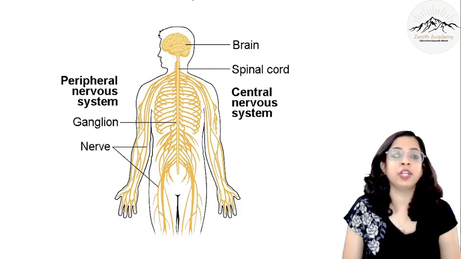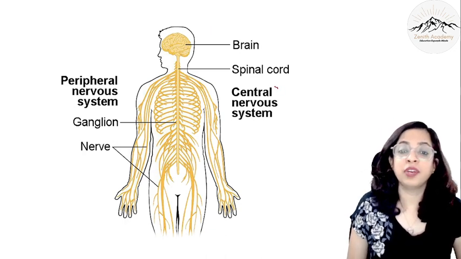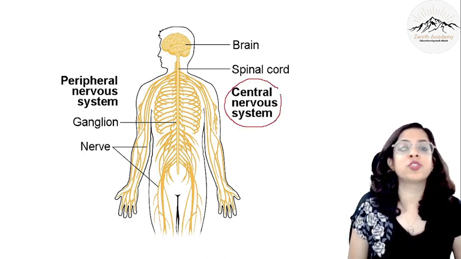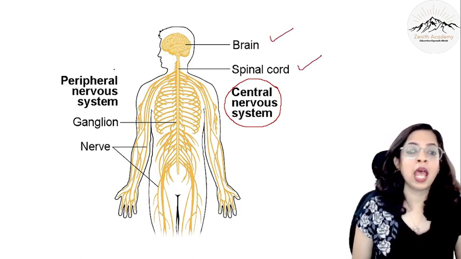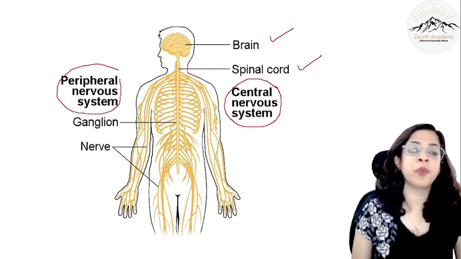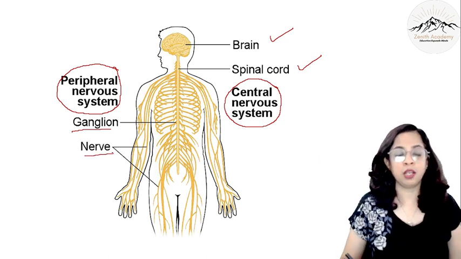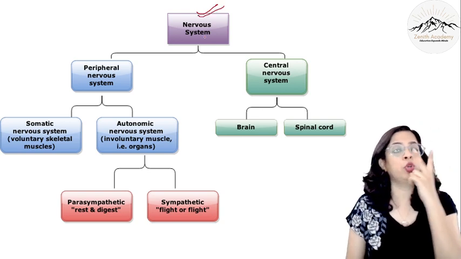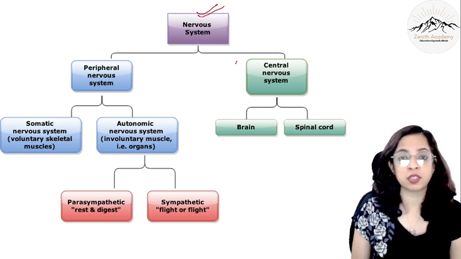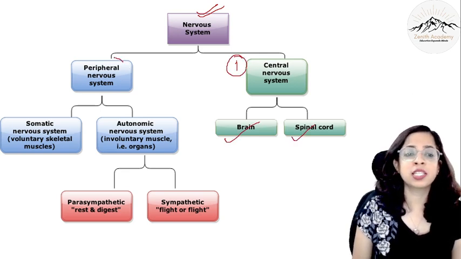The next video that I will come up with tomorrow will be on the different nervous systems. Tomorrow we will be talking about the central nervous system. The central nervous system contains the brain and spinal cord. And then there is the peripheral nervous system, which contains ganglions and all the nerves basically. So the nervous system is broadly classified into two types. First is the central nervous system, which contains the brain and spinal cord. The second is the peripheral nervous system.